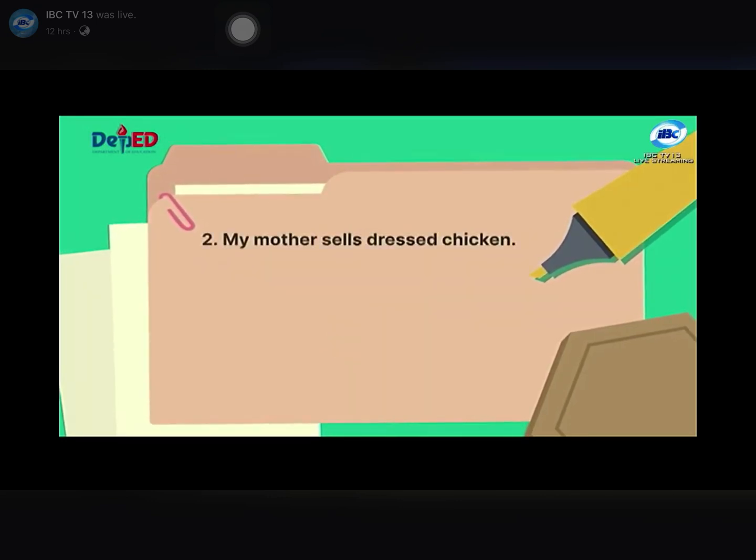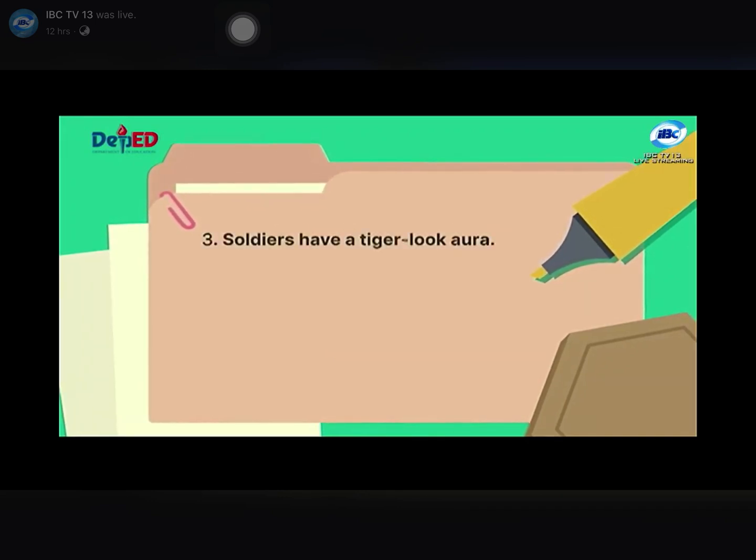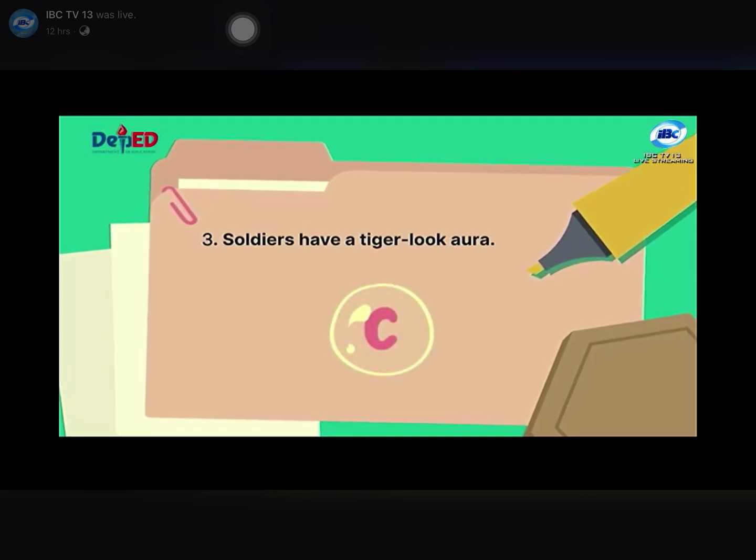For number 2, the answer is D. Chicken in this sentence means a kind of bird that can be eaten. The answer for number 3 is C. Tiger in this sentence means a fierce look.